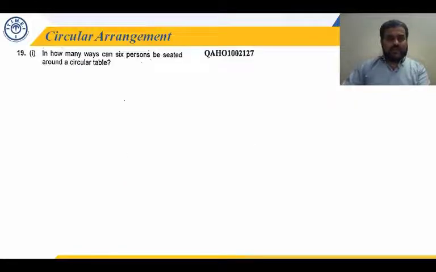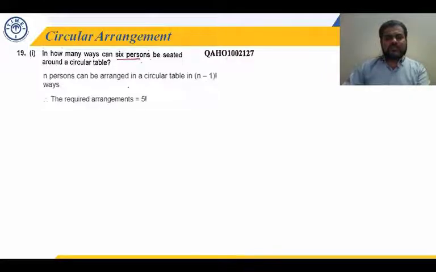Okay. Now let us look at this example. This is question number 19, first part, handout number 2127. In how many ways can 6 persons be seated around a circular table? So we are talking about 6 persons, and persons by default are all distinct, and we have to seat them around a circular table. So n persons can be arranged in a circular table in n minus 1 factorial ways. Here n is 6. So the answer is 6 minus 1 factorial, which is 5 factorial.